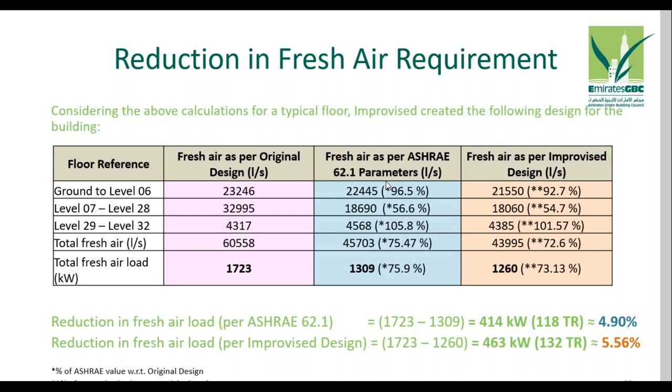Applying those reduced parameters to the whole building, the fresh air load has come down from 1723 kilowatt to 1260 kilowatt. So almost 27% reduction has been obtained. Taking further, we have also mentioned the bottom line. Our total load of the building was in the range of 8600 kilowatt. By applying these methodologies and concepts of standards only for the fresh air, the overall load has been brought down by almost 5.5%.